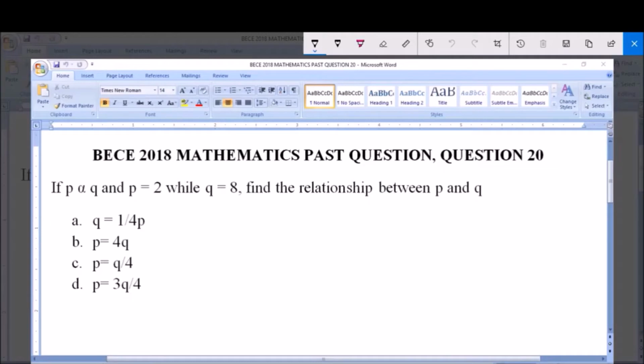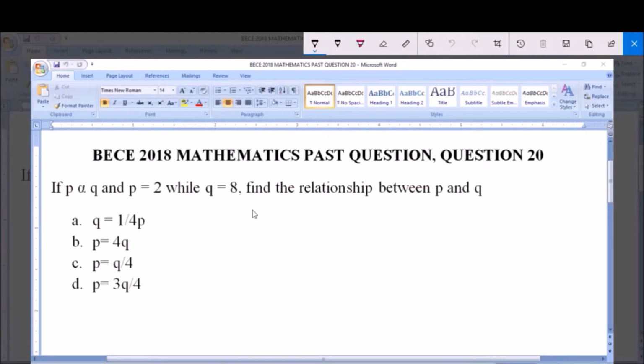Today we're going to be dealing with BECE 2018 Mathematics Past Question, question 20. If P is directly proportional to Q, that is, P varies directly to Q, and P is equal to 2 while Q is equal to 8, find the relationship between P and Q. A: Q is equal to 1 over 4P. B: P is equal to 4Q. C says P is equal to Q over 4, and D is P is equal to 3Q all over 4. Now we're given a what?